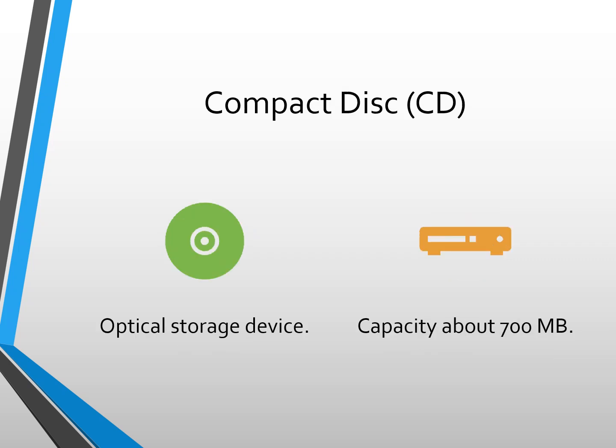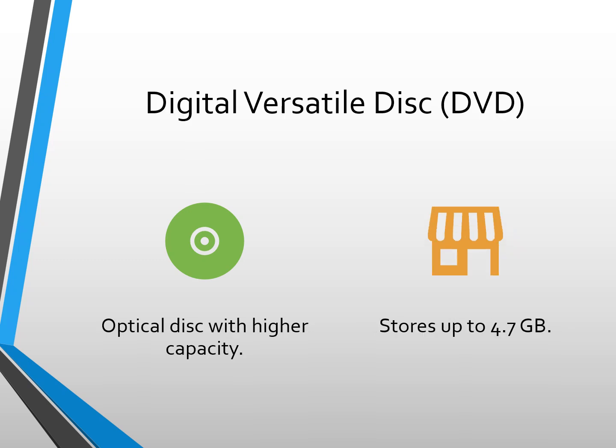Compact disk. These are the older technologies. I'm not sure if you guys are familiar with those. So optical storage devices like a CD, where you can store your data, like movies, right? That's what we use those for. Its capacity is about 700 MB. And then DVD is a slightly advanced version of the CD, where we can store up to 4.7 GB. This is an optical disk with higher capacity.